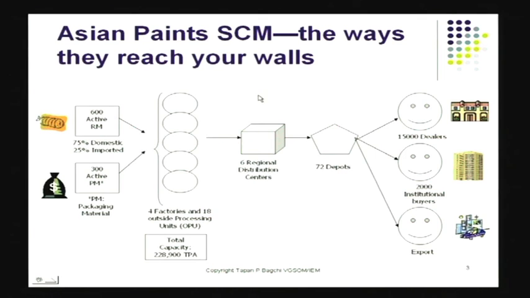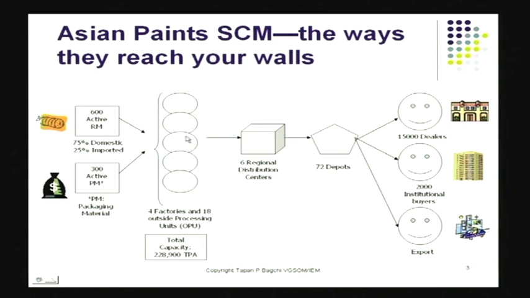Here's a supply chain schematic for the Asian Paints Company in India, and it shows the various steps they go through to try to reach your walls in your homes or apartments. They begin of course with ingredients which are like active materials. These go into making the paint. Then they've got certain components that must be brought together. Then they've got packaging material. These are all brought together into what we call factories. These factories are places where the paint is made and the basic packaging is done.